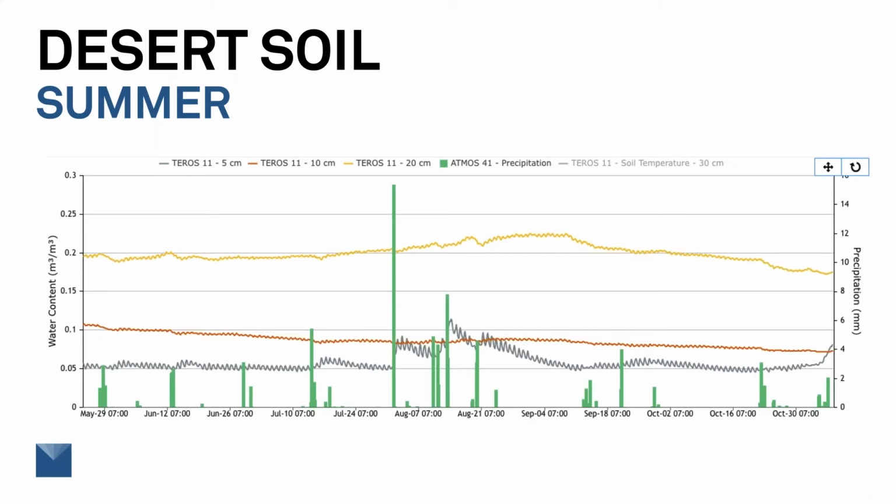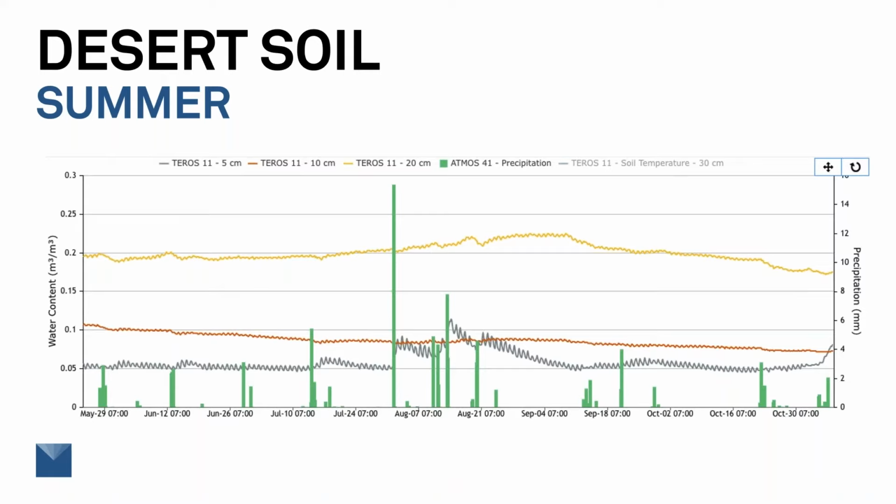So here's one of the great things: I've got an experiment with an Atmos 41 all-in-one weather station, and so I do have precipitation. Once I pop that on the graph, I think your eyes should be drawn to all the times we've got rain and the soil moisture sensors respond. One thing that you ought to do in every experiment, in my opinion, is throw a weather station out there so that you know what's going on. It's so helpful in data interpretation.